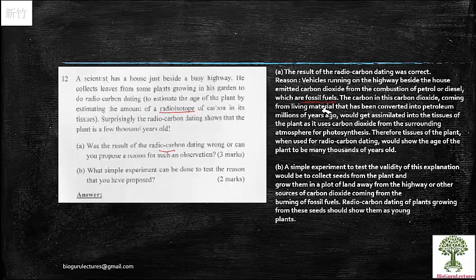So it could be the possible reason why the leaves show a long age gap with the carbon dating, and it was absolutely right. There is no doubt about the carbon dating, as it is resembling the fossil fuels only.